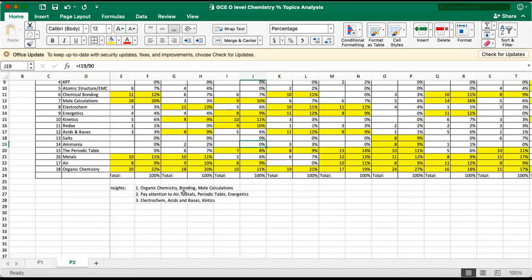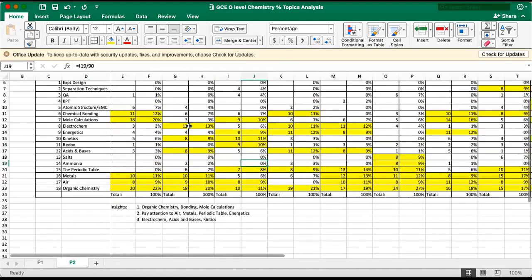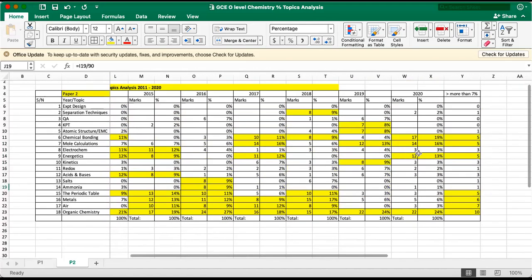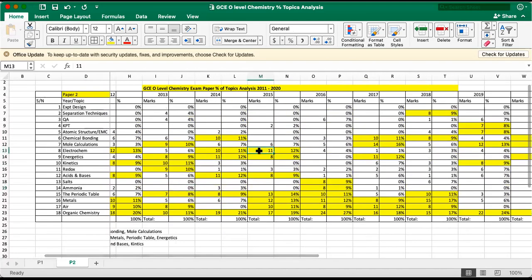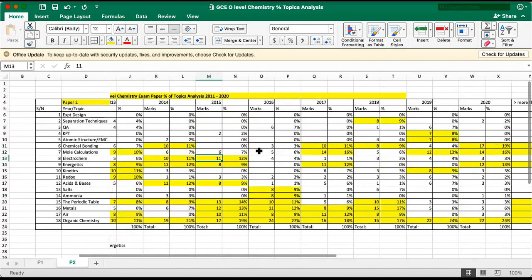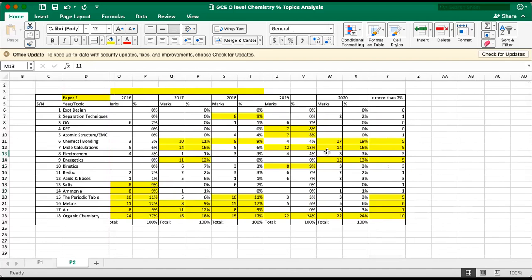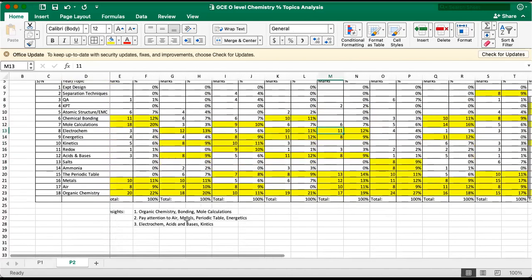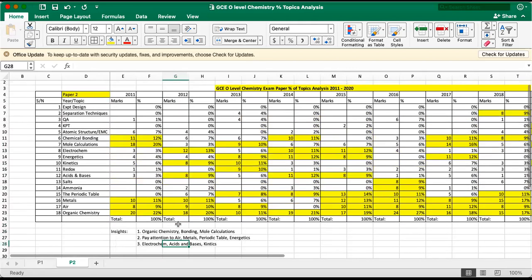Bonding, mole, air, metals, periodic table, energetics, electrochem. Electrochem, do not underestimate it. Although in recent years the percentage given is getting smaller, you never know. 2015 was the last time it had 12%. But you never know whether this will come back as a full-blown question. So we don't underestimate. It has been quite a long time since anyone has set a full long question on electrochem, since 2015. That question was quite a tough one, the mercury cell.